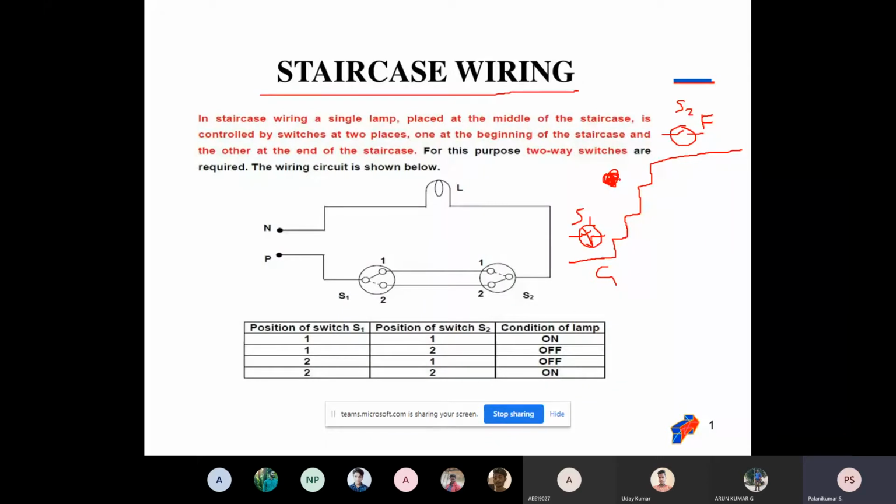So the technical concept is that one lamp should be controlled by two different switches placed in two different places. The lamp is in the middle of the staircase, and it is controlled by these two switches. So what is the logic? As per the logic gates, if I tabulate the truth table for the staircase wiring, I will get a truth table like this.